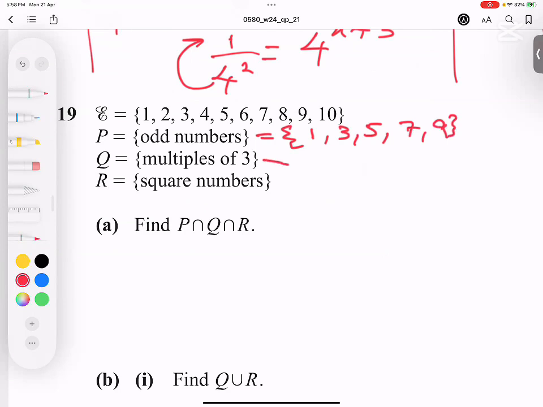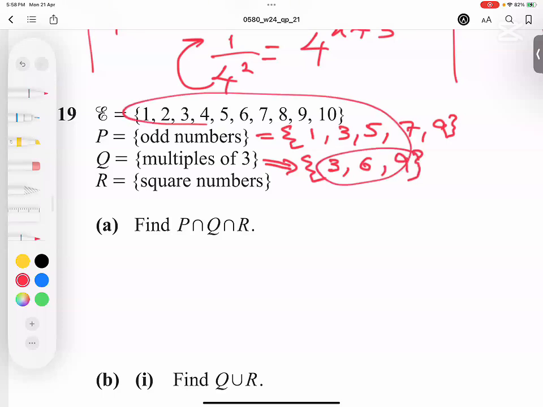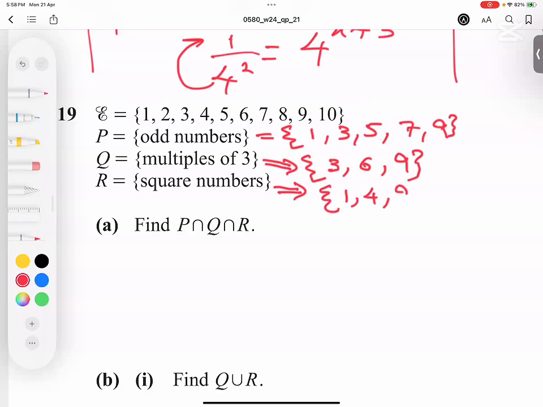And what is a multiple of 3? A table of 3. 3 1s are 3, 3 2s are 6, 3 3s are 9. Stop. Why? We should take only the numbers which are present here. Square numbers: the square of 1 is 1, the square of 2 is 4, the square of 3 is 9, the square of 4 is 16, but 16 is not present. So we have to stop here. I got all the square numbers.